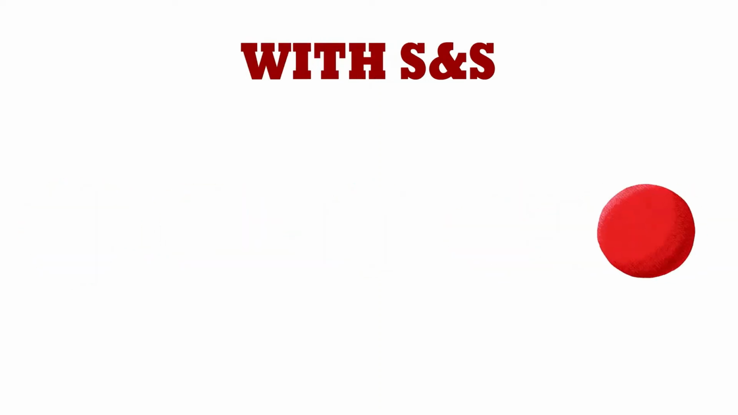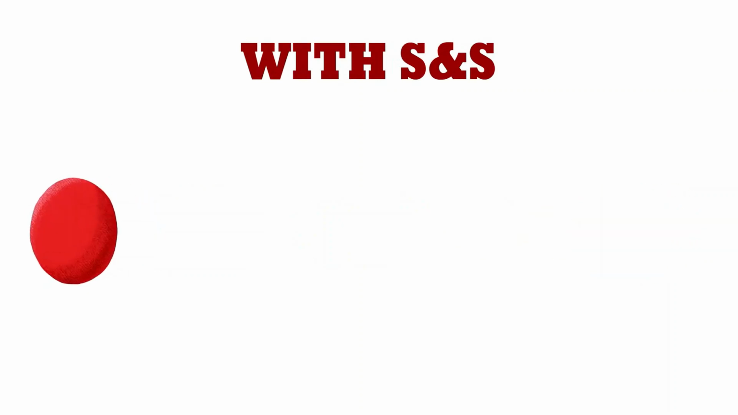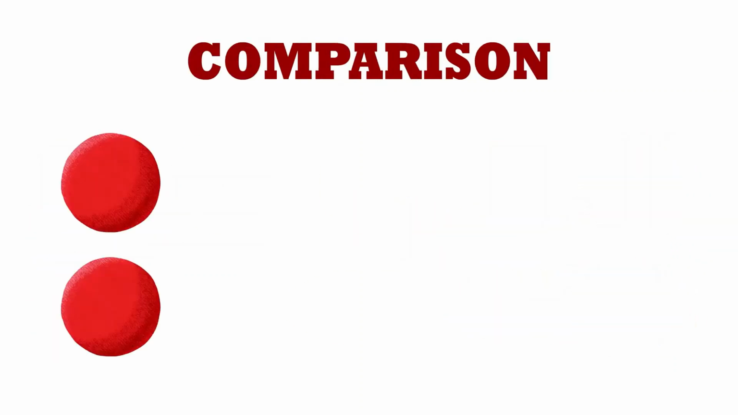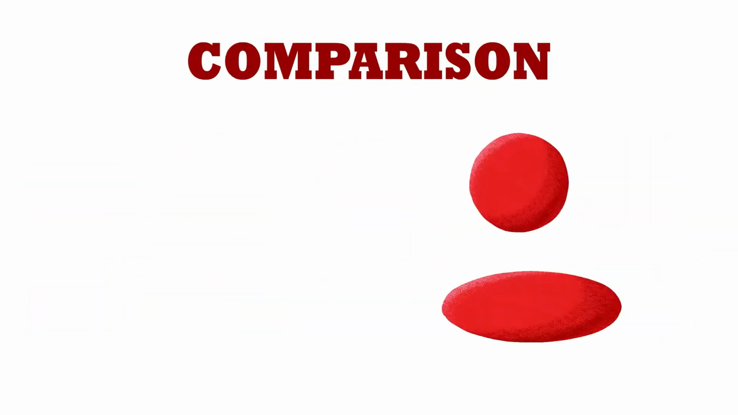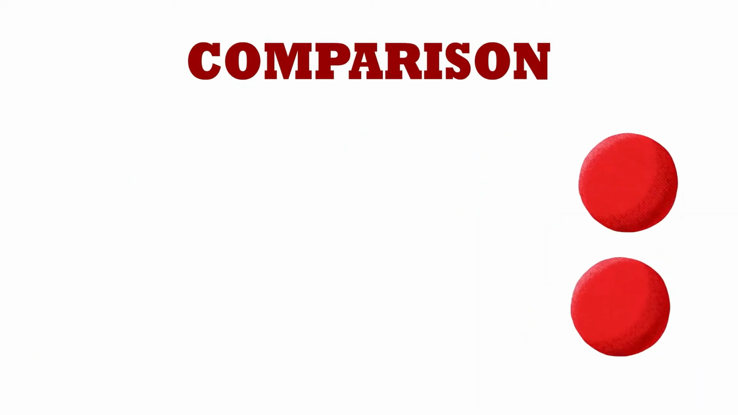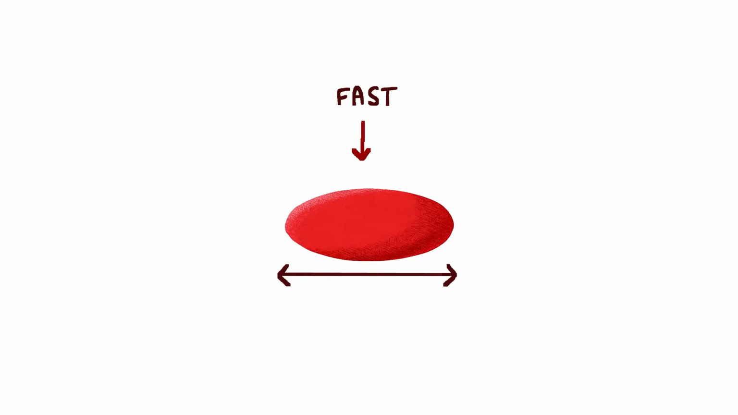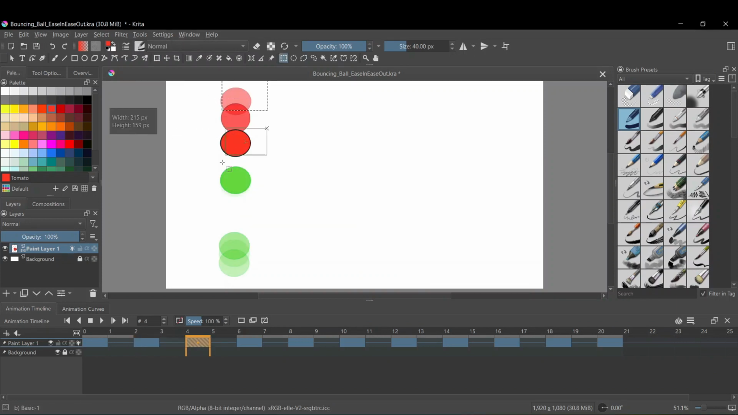So the second principle is squash and stretch, which says that every object changes its shape during motion. Like when any object is at fast speed, it stretches, and whenever it stops or hits something, it squashes. This behavior makes the animation look real. So now let's apply this principle to our bouncing ball and see how much difference it will make.